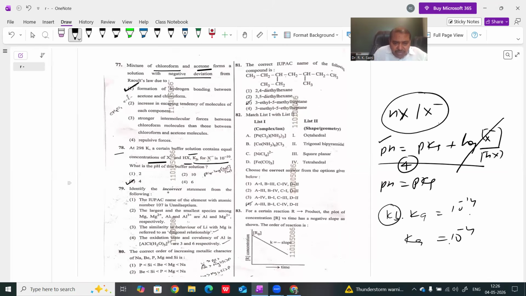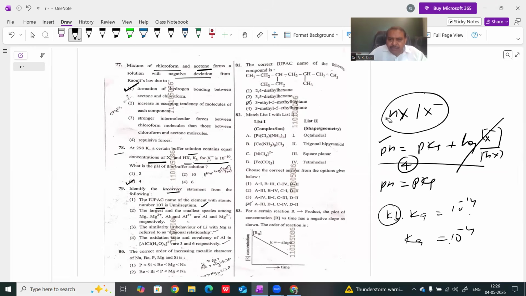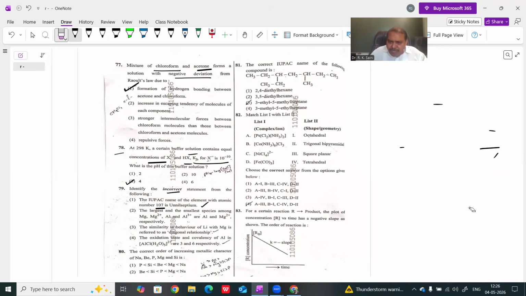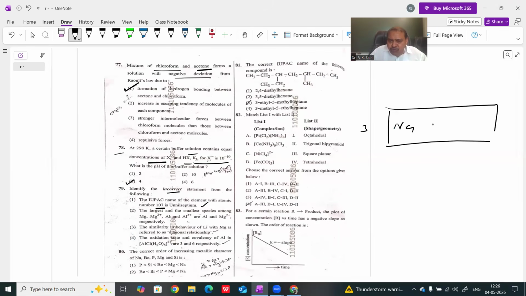Question number 79. Incorrect statement. The IUPAC name of the element of atomic number 107 is unnilseptium, which is correct. This is the second option. Four species are given, namely magnesium, aluminium, magnesium ion, and aluminium ion. Very easy, the question is taken from the periodic table. In the third period, the first element is sodium, then magnesium and aluminium.